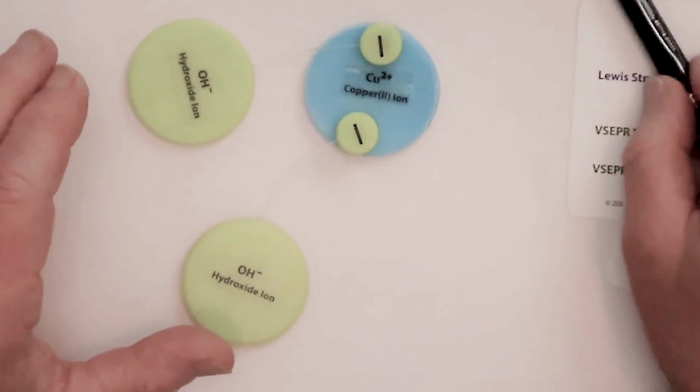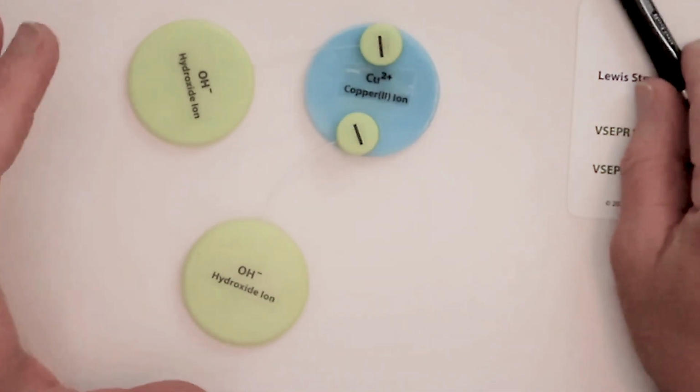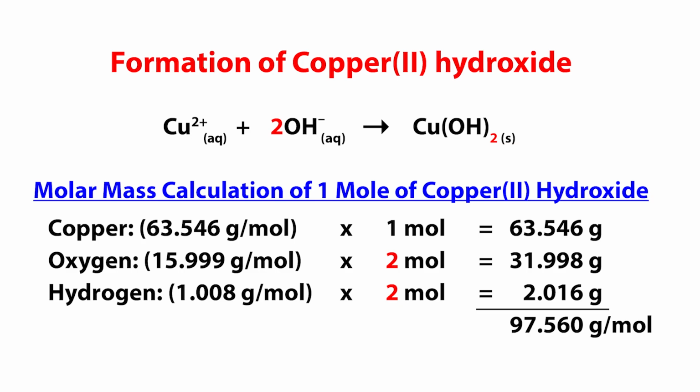So when you add them up, you have to add the molar mass of 2 times 15.99 for the oxygens and 2 times 1.008 for the hydrogens to get your final total. You add all those together and it comes up with 97.560. Now, in a similar way, let's do iron.